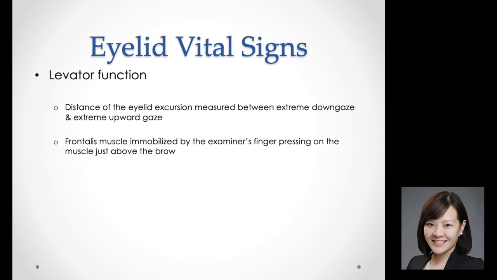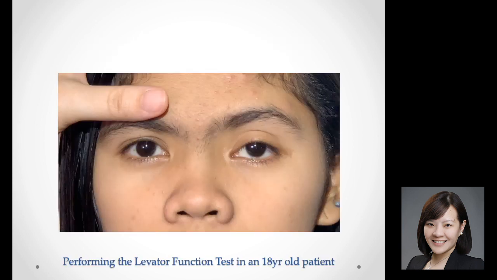Next is this crucial vital sign, your levator function. This is the distance of the eyelid excursion measured between extreme down gaze and extreme upward gaze. Your frontalis muscle should be immobilized by pressing on the muscle just above the eyebrow.